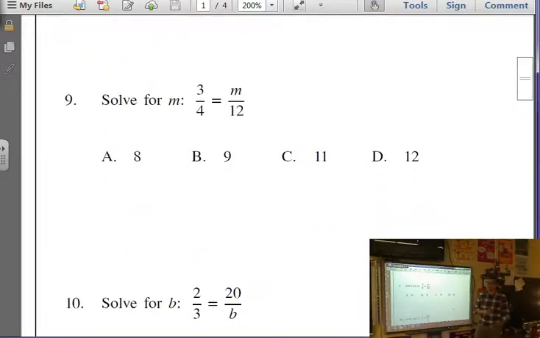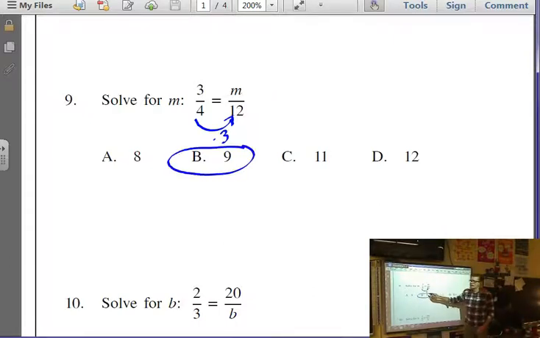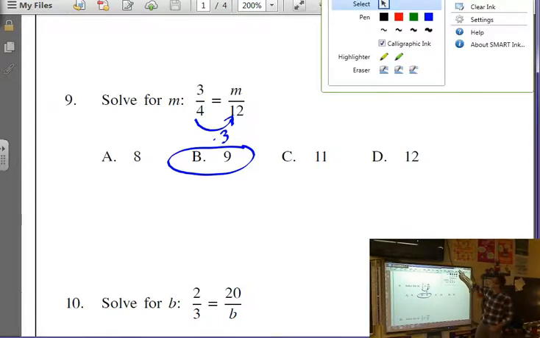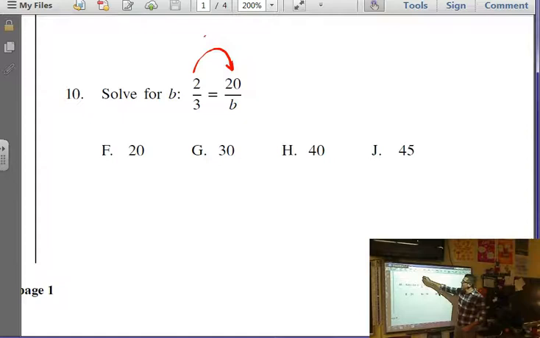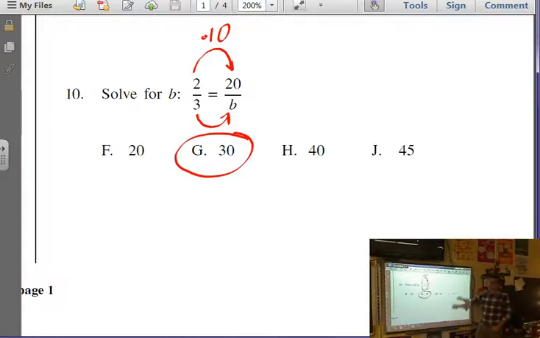And number 9, we just have to solve this proportion. It's very similar to what we just looked at. How do I go from 4 to 12? I can multiply by 3. And when I multiply my numerator by 3, I get an answer of 9. Here, we're just solving the proportion again. Most of us got this, I believe. We see, how do I go from 2 to 20? That is a multiplication by 10. So on the bottom, we'll do the same thing, and we'll get a value of 30.